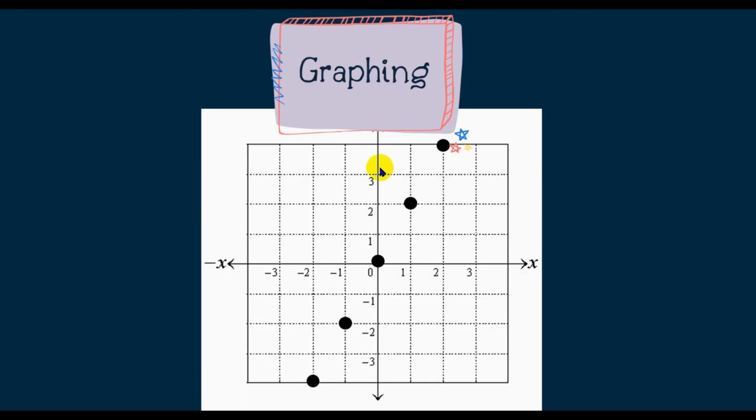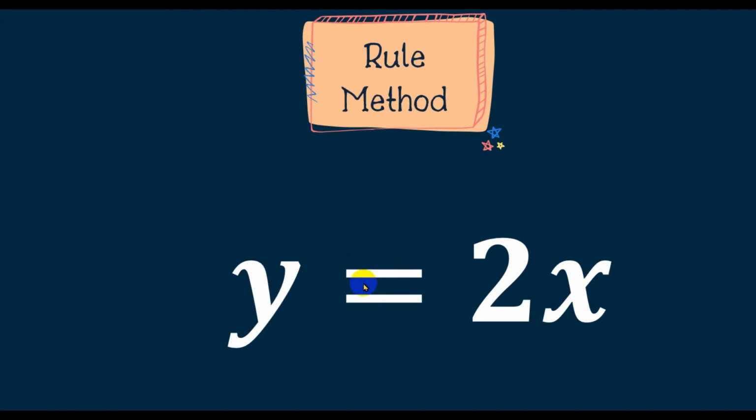Then, another way on how we can present a relation is by graphing. So, we have here a Cartesian plane and same lang po ulit yung elements natin, -2 and -4, -1 and -2. We have 0, 0, 1 and 2, and then 2 and 4. So, last is the rule method. And the rule here is y is equals to 2x.